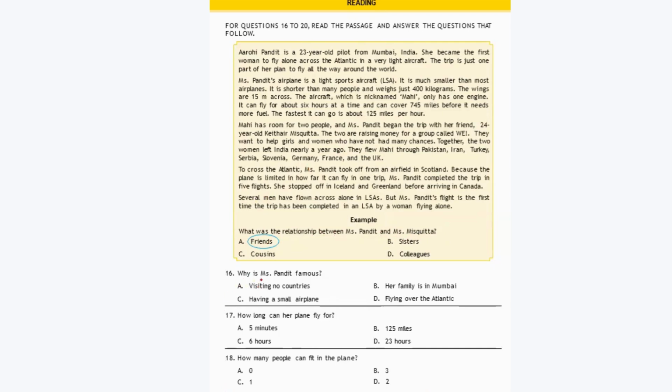Now, why is Miss Pandit famous? She's famous for flying over the Atlantic. If you read the passage, then you will get the correct answer. How long can her plane fly for? It can fly for 6 hours. How many people can fit in the plane? It has space for 2 people. So it should be option D, 2.